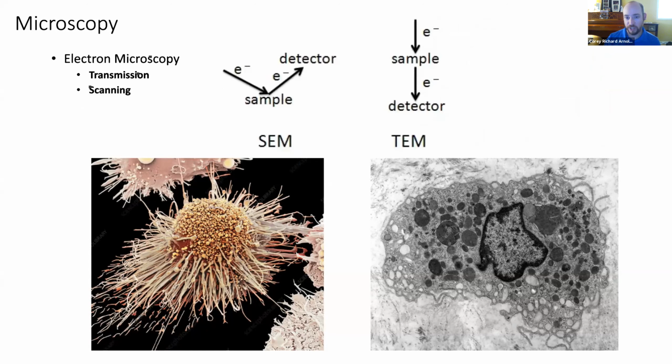And then transmission electron microscopy, where the electrons are shot through a very thin slice of sample, and then where these things are not making it through, it becomes more dense and dark. And that is a TEM electron micrograph of a macrophage as well, and you can see all of its lysosomes and phagosomes there.